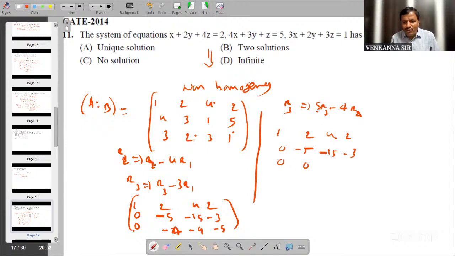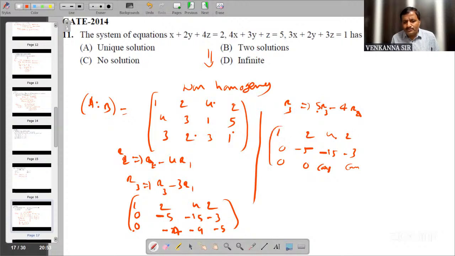If you apply 5R3 minus 4R2, what is the 5 into R3? It is a minus 45 and it is a plus 60. Some constant you will get here, some constant other than zeros. Here also you will get some constant other than zeros. No need to calculate exactly what the value is. Now what is the answer?